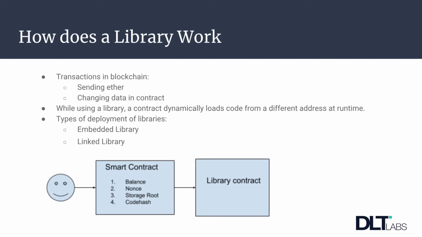While using a library, a contract dynamically loads code from a different address at runtime. Storage, current address, and balance still refer to the calling contract. Only the code is taken from the called address. If a smart contract is consuming a library which has only internal functions, then the EVM simply embeds the library into the contract, which is known as an embedded library. On the flip side, if a library contains public or external functions, then the library needs to be deployed. Deployment of a library will generate a unique address in the blockchain. This address needs to be linked with the calling contract.